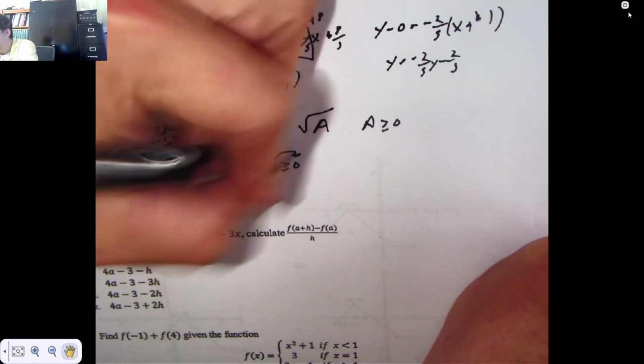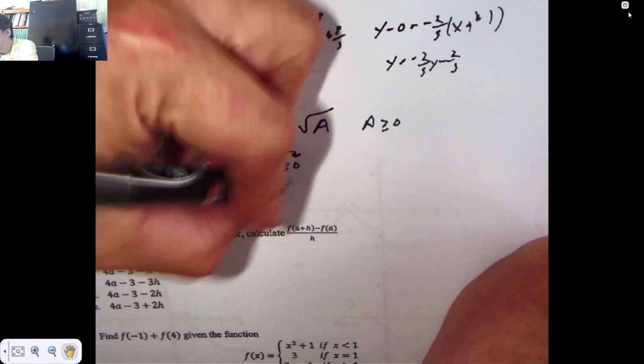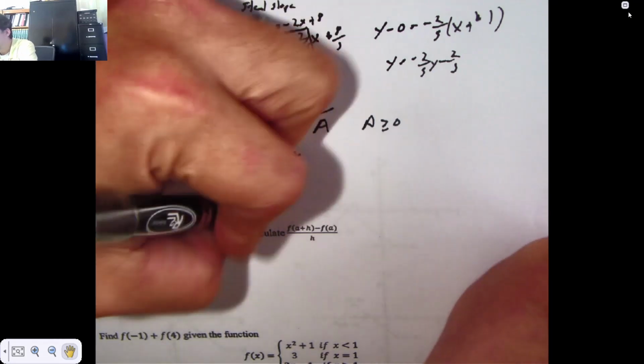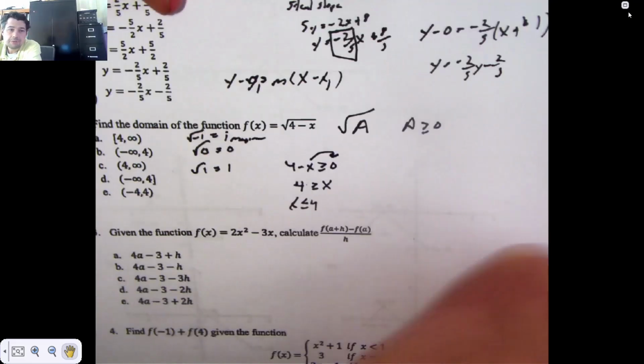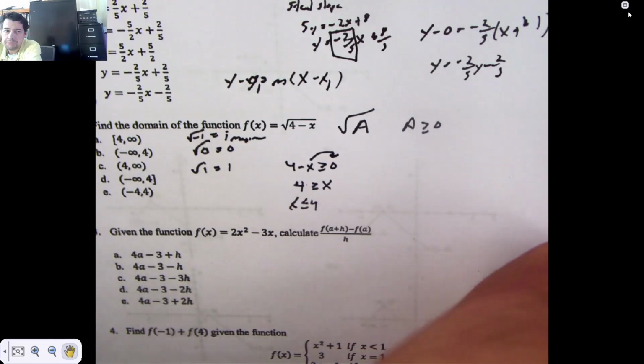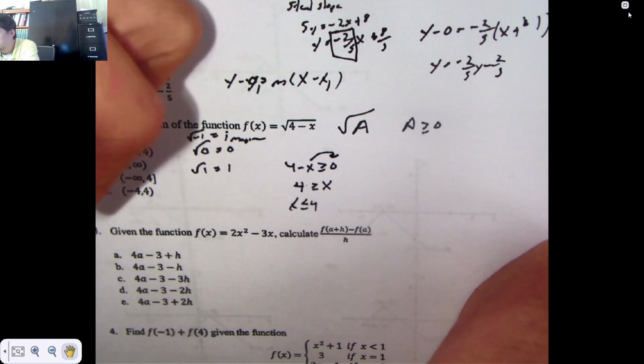I'm just going to move the x over there. 4 is greater than or equal to x. In other words, x is less than or equal to 4. And they've got this written out using interval notation because you're supposed to be comfortable with both. And I believe that would be choice D. B is a very good distractor.